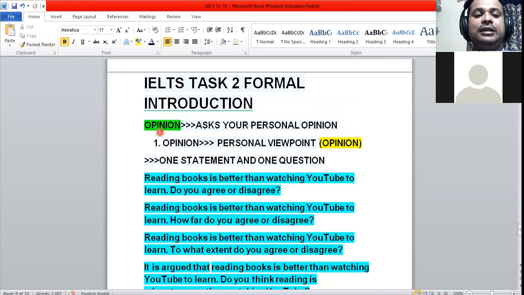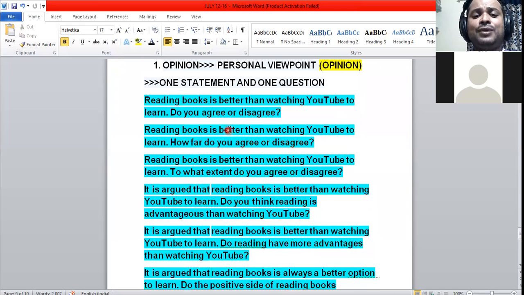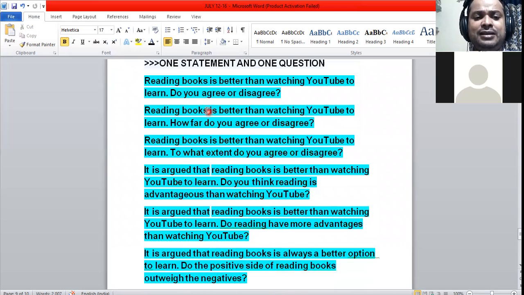Of that, number one, the opinion type of question can be divided into two. That's the opinion personal viewpoint question. So we call it a one side question, or one part question, or something like that. You have one statement and one question here. So these are the types of questions, and it will appear like these.